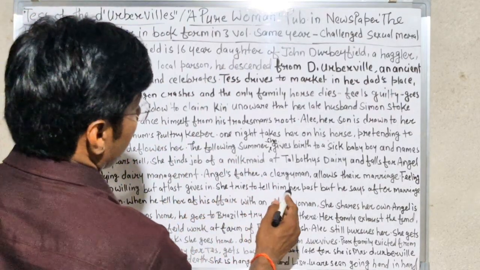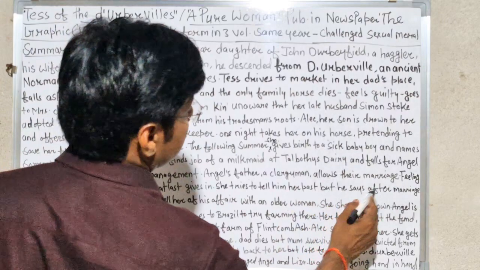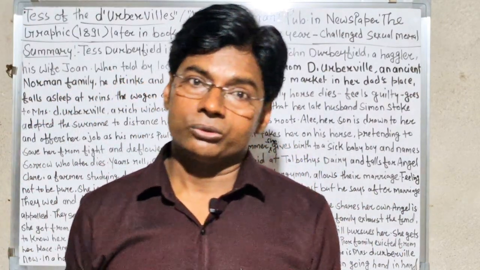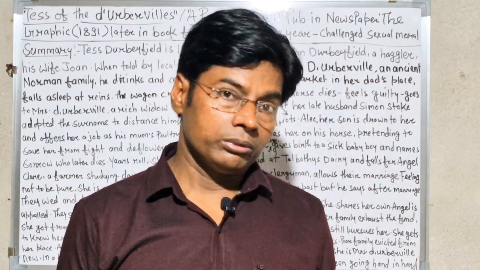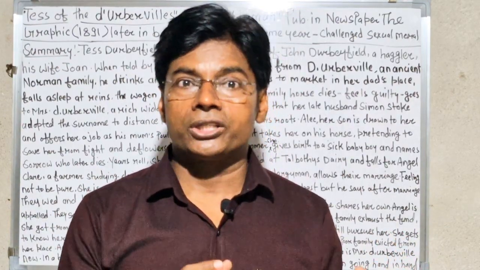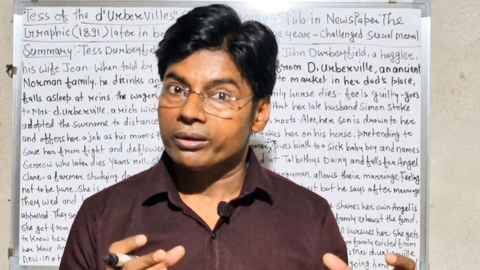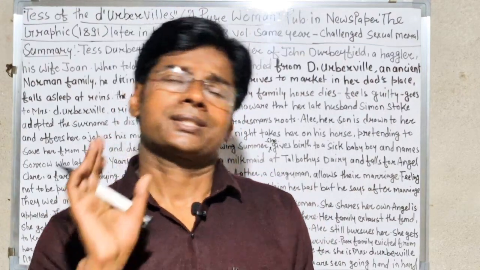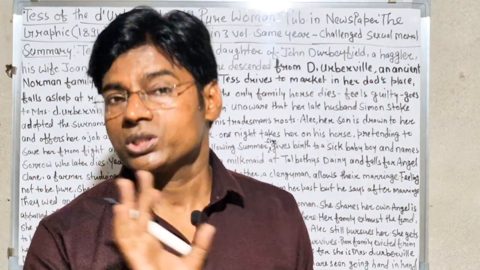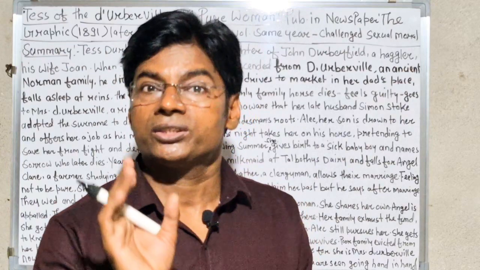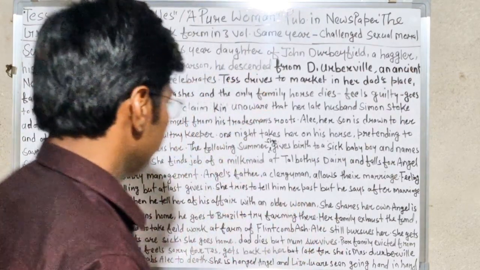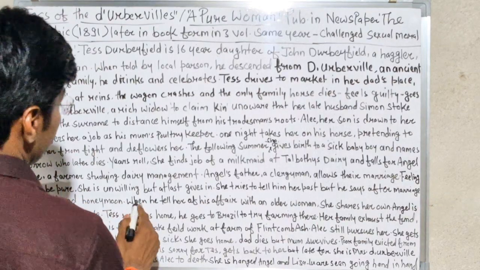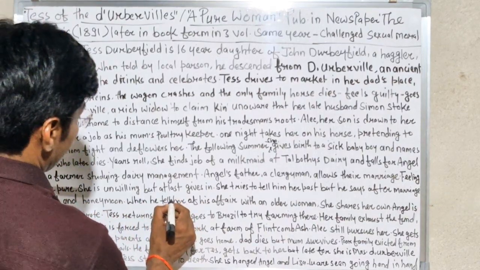She tries to tell him her past, but he says after marriage. So she tries her best to let Angel know about her horrific past, her past history, but he says no. Tell me whatever you want, but after the wedding, after the marriage. They wed and honeymoon.